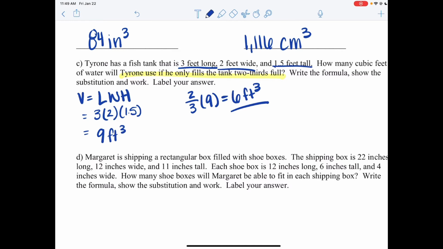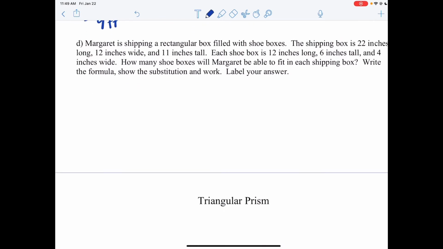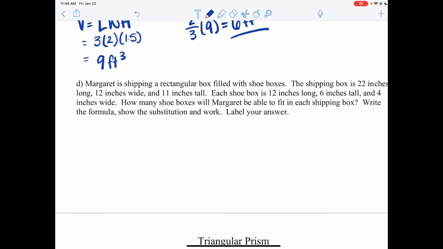All right, so moving on to the very last question for a right rectangular prism. Margaret is shipping a rectangular box with shoe boxes. The shipping box is 22 inches long, 12 inches wide, and 11 inches tall. Each shoe box is 12 inches long, 6 inches tall, and 4 inches wide. How many shoe boxes will Margaret be able to fit in each shipping box? Write the formula, show the substitution and work, and label your answer.